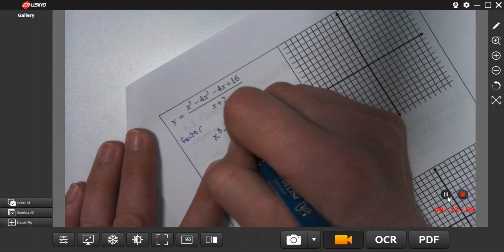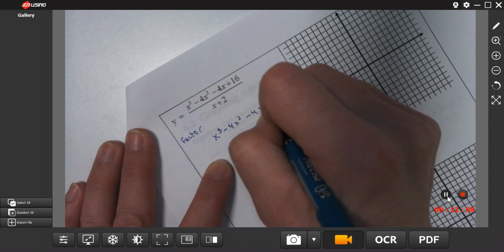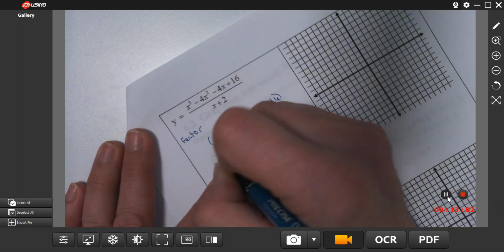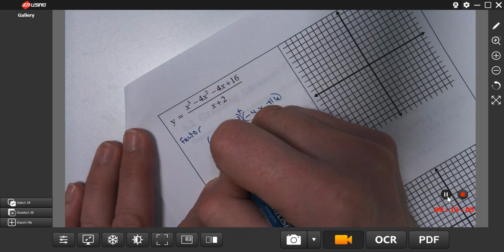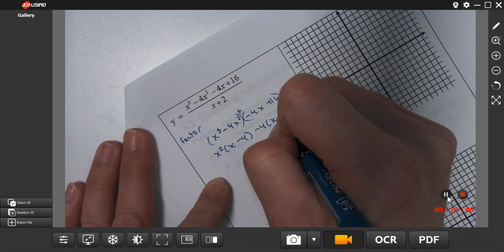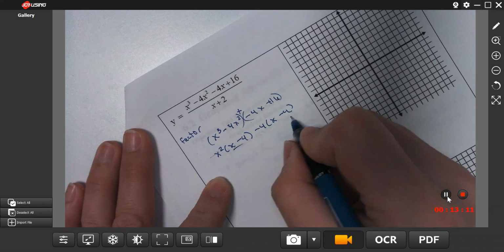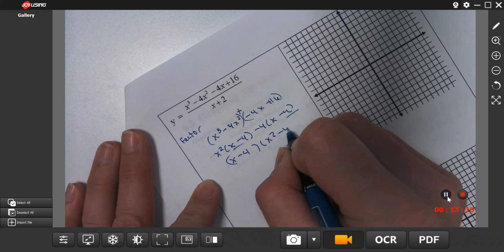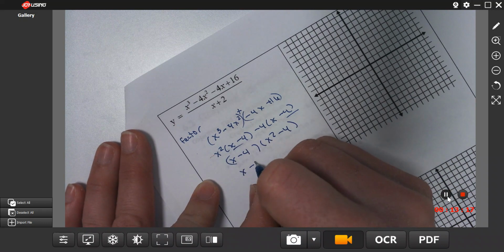So if I group it x to the third minus 4x squared minus 4x plus 16, and then factor out the common factor, and the common factor here is negative 4. And then these match, so it works. So x minus 4 times x squared minus 4.